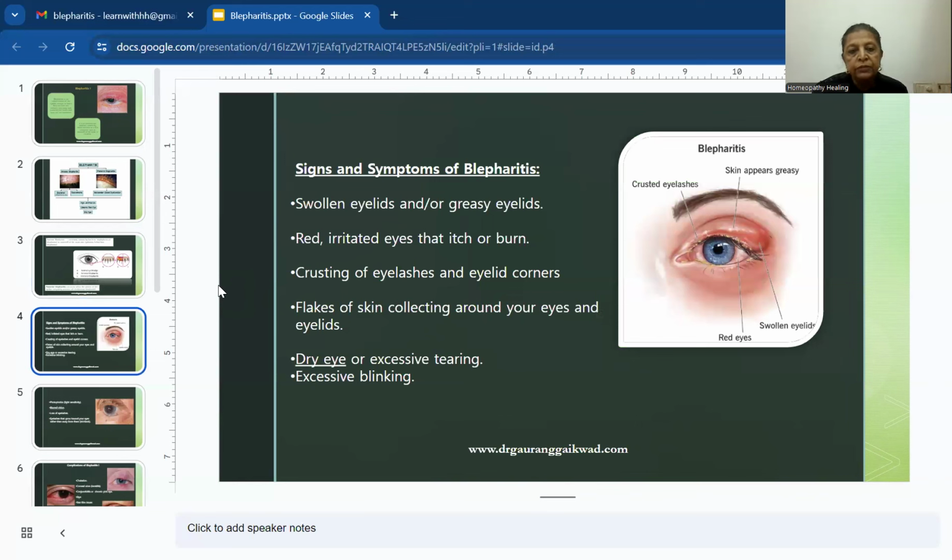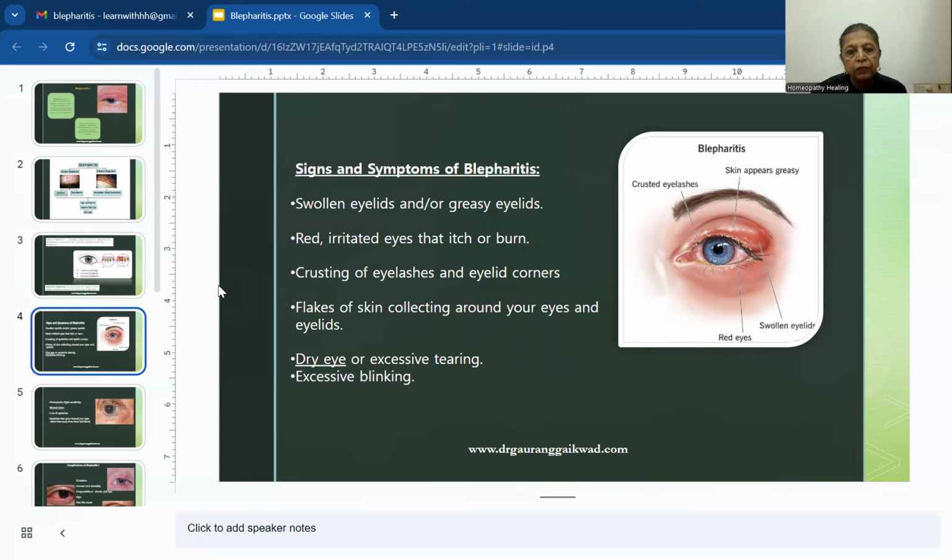And what are the symptoms in case of blepharitis? There is itching of the lid margin. There may be some discharge at the lid margin. Crust formation is there, and especially at the lid margin there is a lot of dryness. So these are the types of inflammation at the lid margin, and usually this is allergic.